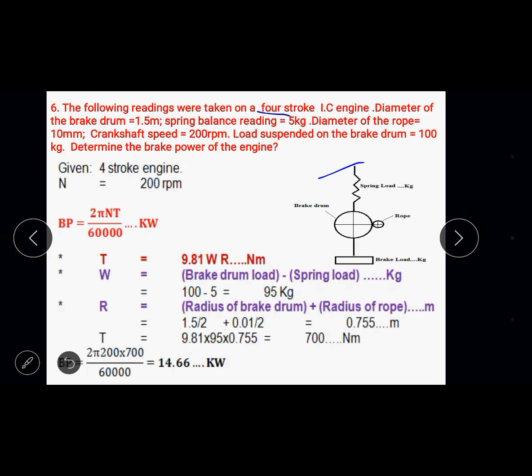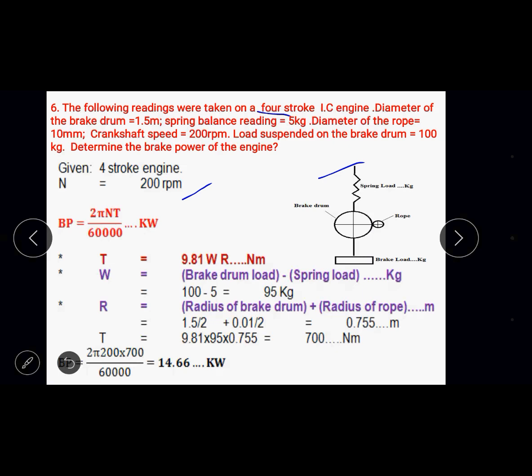Since it's a 4-stroke engine and the crankshaft speed is given as 200 rpm, small n will be half of capital N. But here, since brake power is asked, we don't require small n. Small n is not used in brake power, so you need not bother about it. Brake power formula: 2 pi N T by 60,000. This was already covered in the previous problem, but here some additional parameters associated with torque are given, like a spring load and a rope diameter. In the previous problem there was no spring load and no rope diameter.